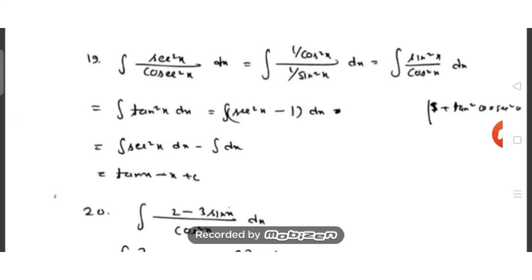1 plus tan square we know is sec square. So tan square can be written as sec square minus 1. This step you have to remember. It is a frequently used formula. Whenever we have tan square form, always convert it into sec square minus 1. Try to remember this step.